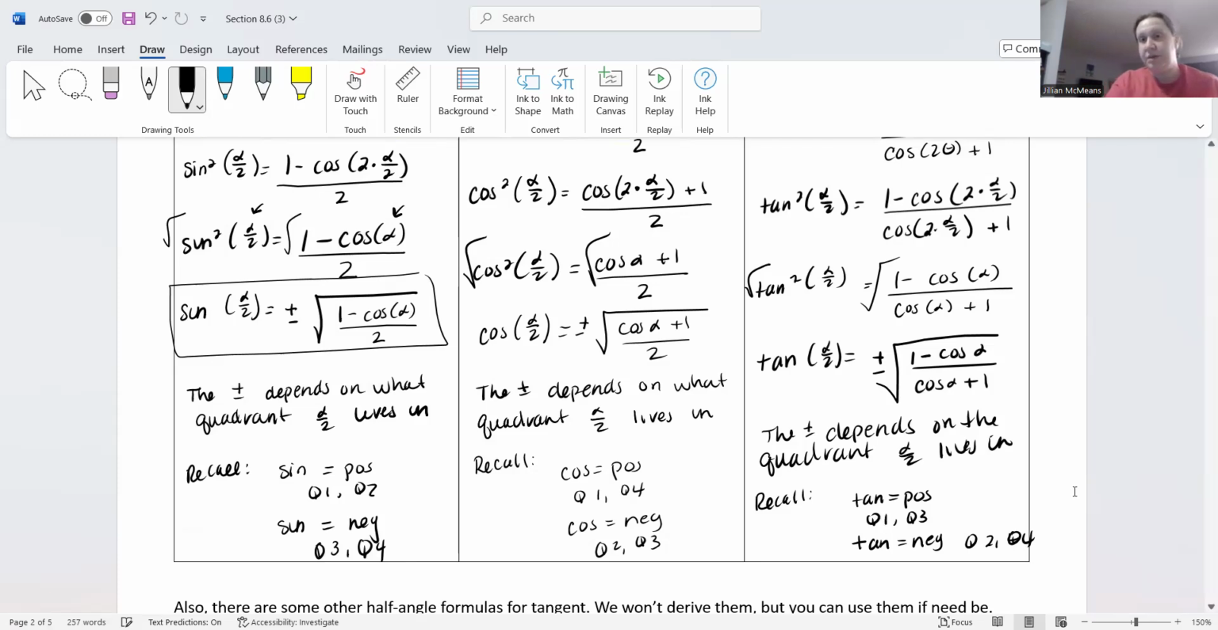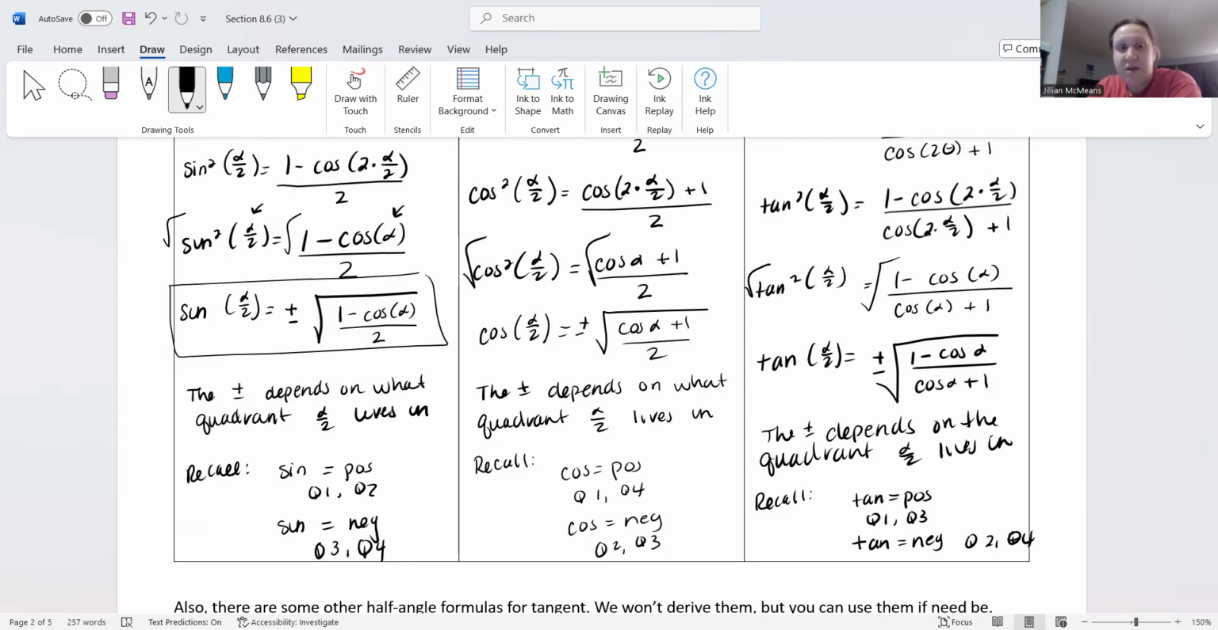Okay, so you do need to remember the signs for where sine, cosine, and tangent are positive versus negative. Not the signs, but the quadrants. You need to know the quadrants where each of these trig functions are positive and the quadrants where these 3 trig functions are negative. And that's going to be a big trick to figuring out whether we use the plus or minus in these radical expressions.